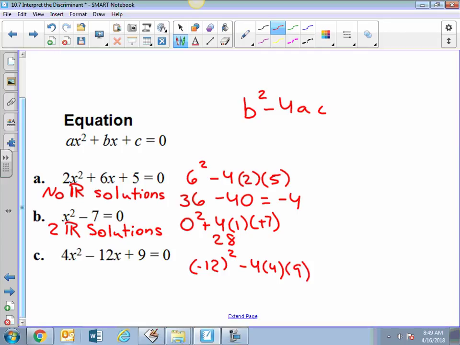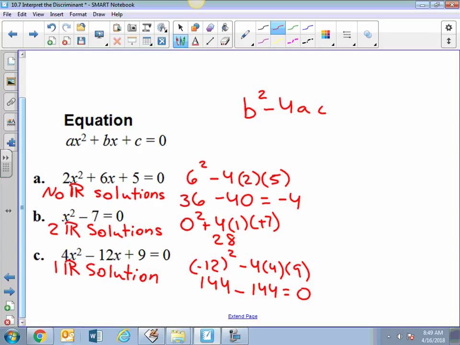Okay, so negative 12 squared is 144, minus, if you take 4 times 9 or 4 times 4, you get 16 times 9. Now 16 times 9 is almost like saying 16 times 10. So 16 times 10 is 160, but you have to take one 16 off since it's 9 16s. So if you subtract 16 off of 160, you get 144. All right, so that's just the process I go through in my head. This one here then would be one real solution.